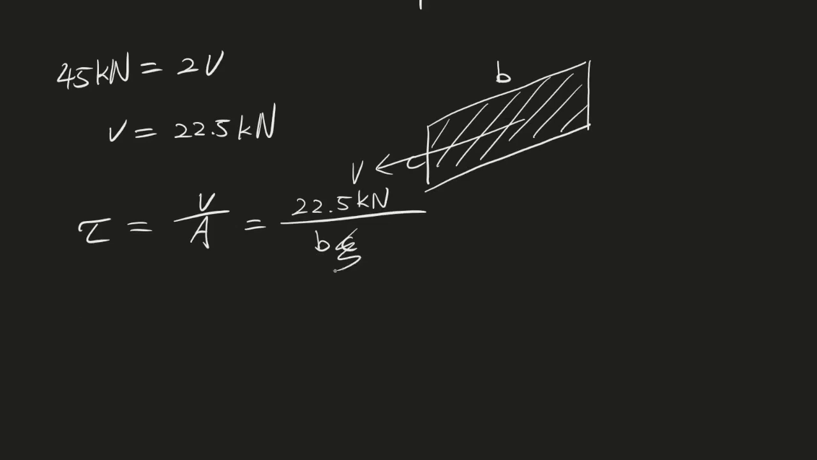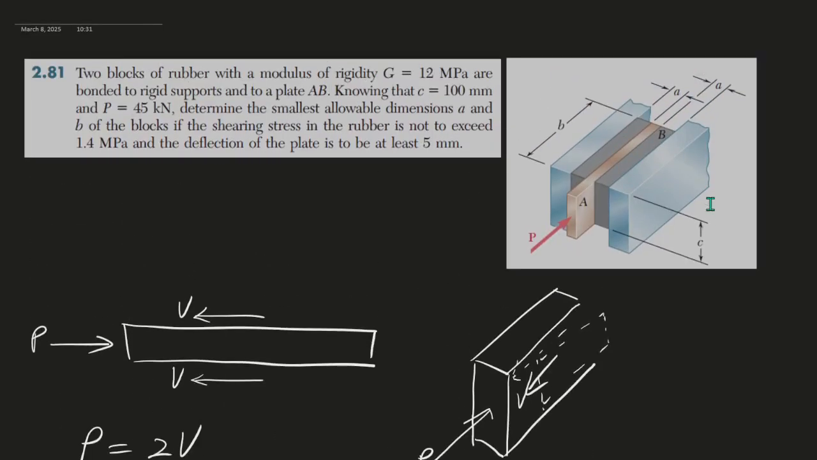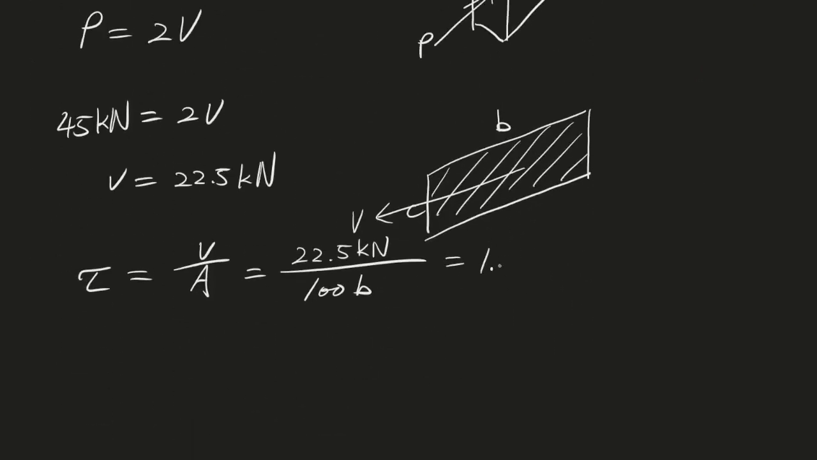We know that C is 100 and we're trying to solve for B, so I will just write it as 100B. What is this equal to? B can be any number, but in this case, we're trying to find the smallest B so that the stress does not exceed 1.4 megapascal. So we'll set the maximum, which is 1.4 megapascal, and we'll solve for B.